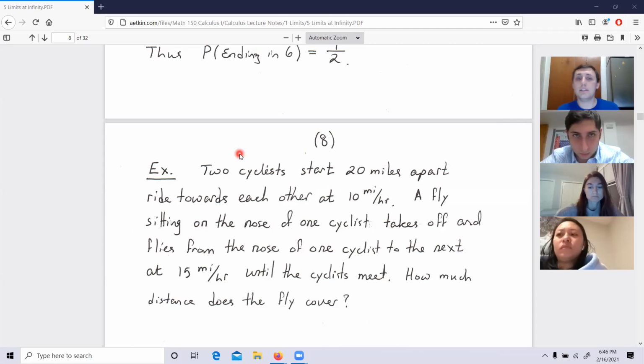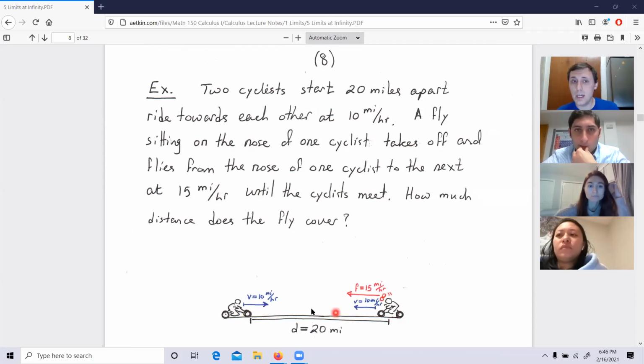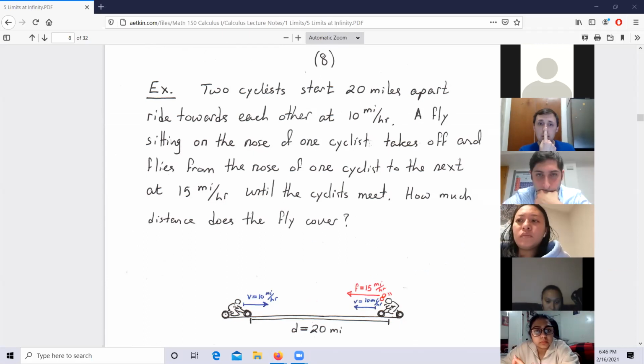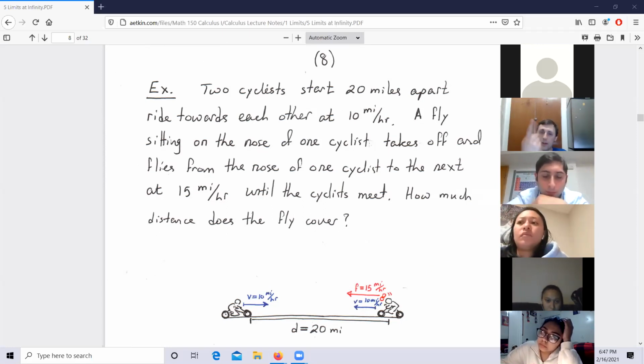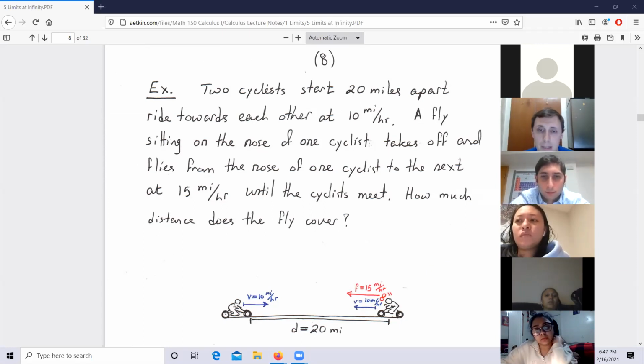So 2 cyclists start 20 miles apart, as you see in this picture. They each move towards one another at a speed of 10 miles per hour. Now, on the nose of the first cyclist, there is a fly. This fly takes off and moves at a speed of 15 miles per hour. It moves to the nose of the other rider and immediately back. So it never slows down or speeds up. It always moves back and forth at the constant speed of 15 miles an hour.